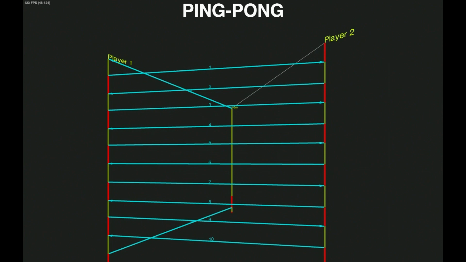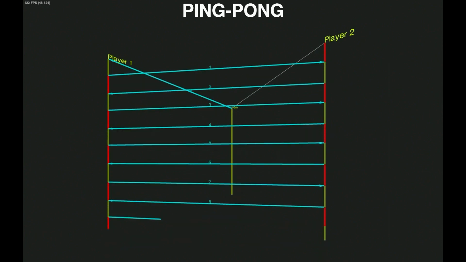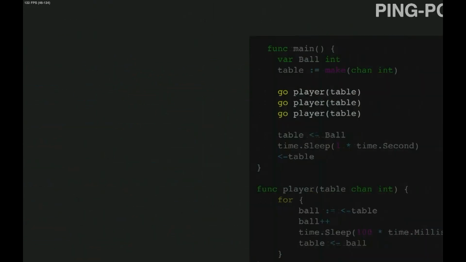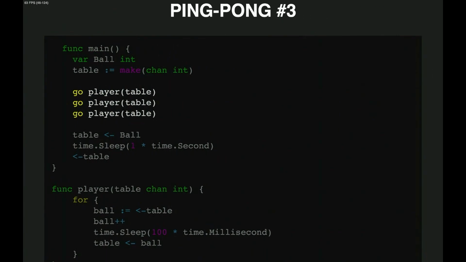You may see how the ball passes between the players, how the value increases, how the goroutines get blocked, then sleep, and get unblocked. But what I like most about this example is that we can easily get more players simply by invoking one more goroutine. So it's the same code, just 3 players.